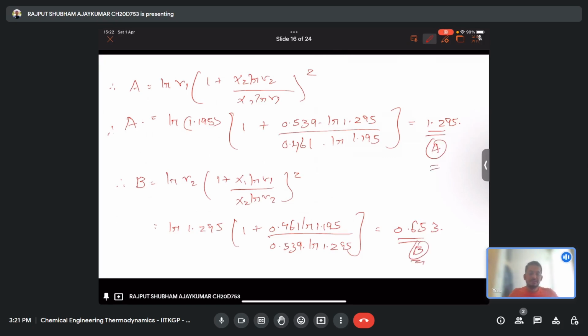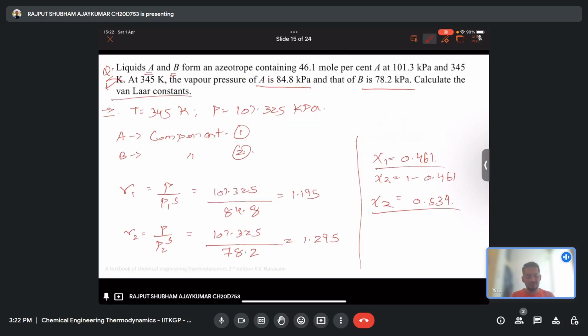This is just a simple equation which can be asked in the final examinations for 2 marks. Similarly, there are different constants like the Wilson constants A and B, and the NRTL non-random two liquid constants A and B. I solved it for the simplest one, the Van Laar constants, and we have been able to identify the values of A and B.